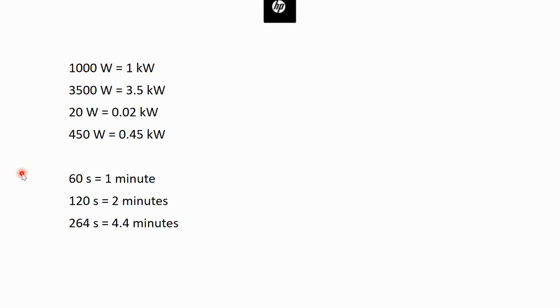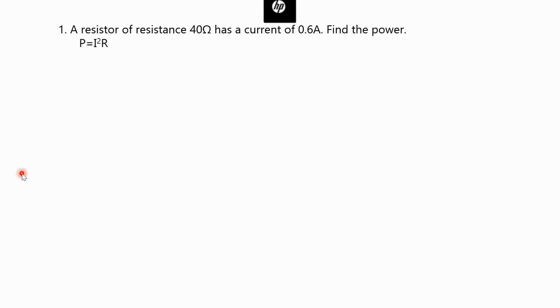Okay, they won't tell you to convert, but you just have to remember that if it's electrical power, you need to convert to watts and seconds. So I'm going to just go over 3 quick examples of using P equals I squared R, just to help you out. So here's a typical question. A resistor has resistance 40 ohms and a current of 0.6 amps. Find its power. So what is our power equation? Well, we've got current, we've got resistance, so we need to use this equation here. So we need to put in our numbers, current squared times resistance, and we get our answer in watts.